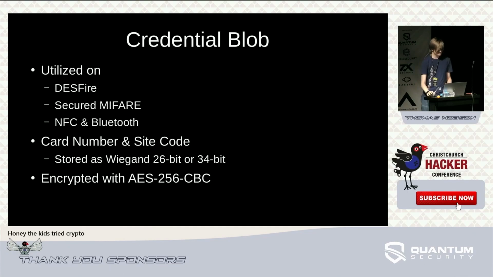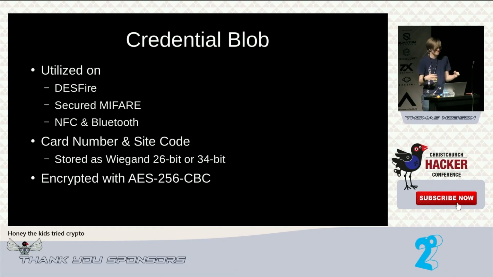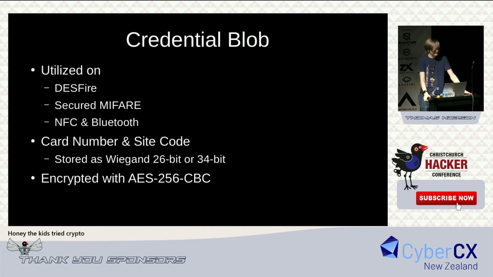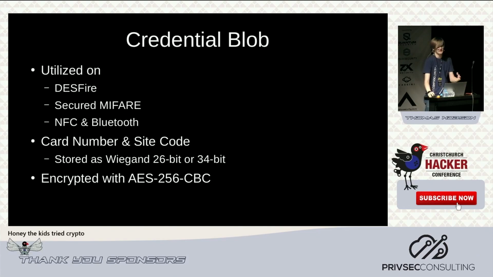So in the cards, there's this thing called a credential blob. This is mainly used on the newer technologies like your DESFire, secured MIFARE, NFC, and Bluetooth. It's just a way for them to encrypt your card number and site code, which is encrypted with AES-256 CBC. So they'll store your card number and site code in the traditional Wiegand format, where we allocate about 8 or 16 bits depending on the flavor to the site code, and then 16 bits to a card number and 2 bits for parity. And these cram into 4 or 5 bytes inside a 16-byte payload, which is just padded with other data to let the reader understand more about that credential.